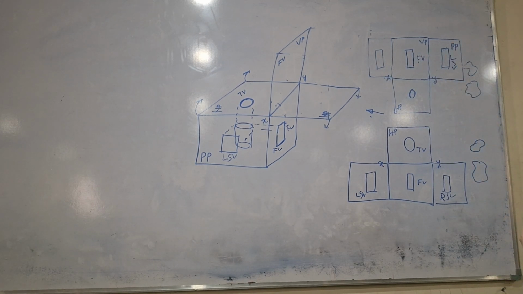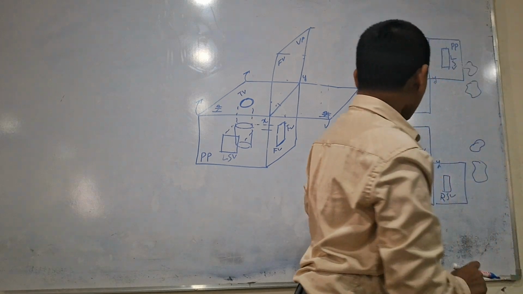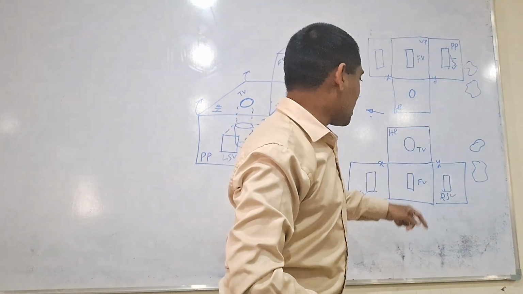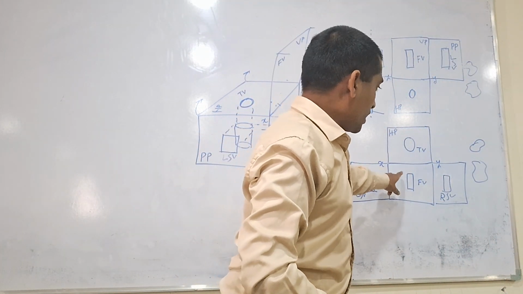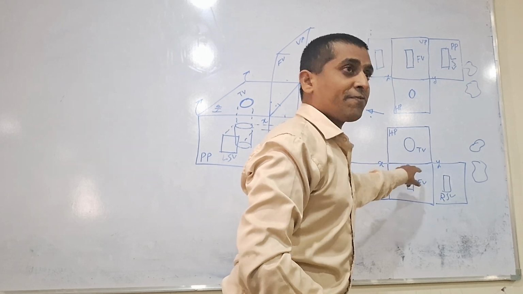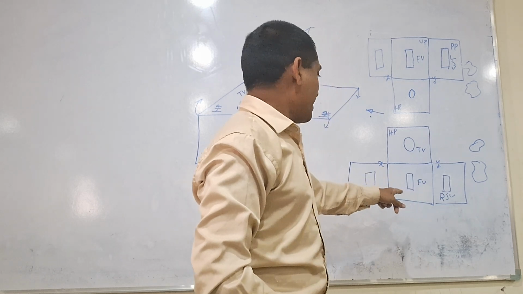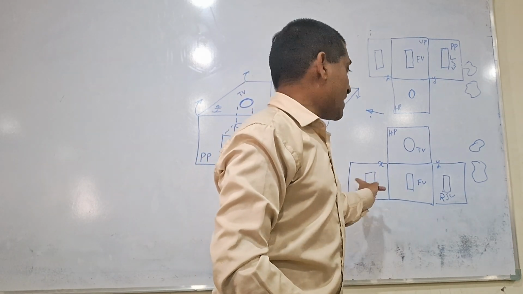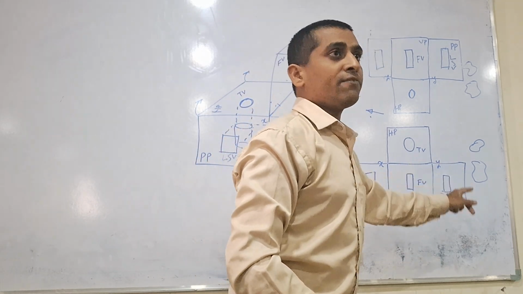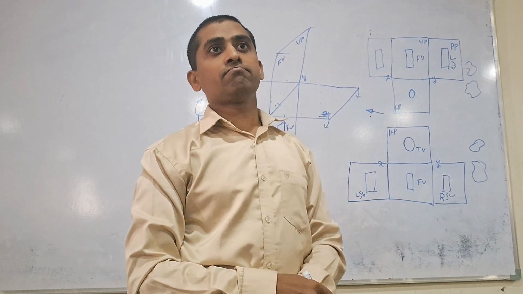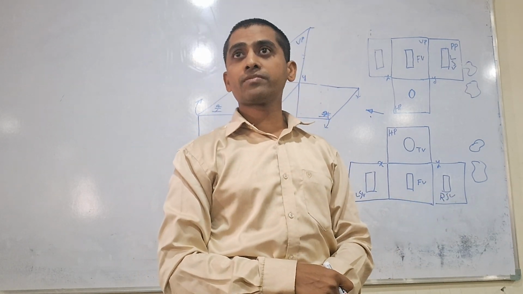Is it clear? And see here, in the third quadrant, in the third angle projections, the front view is below the XY reference line, the top view is above the XY reference line, and the left hand side view is on the left hand side of the front view, the right hand side view is on the right hand side of the front view. Understood the positions now? Right?